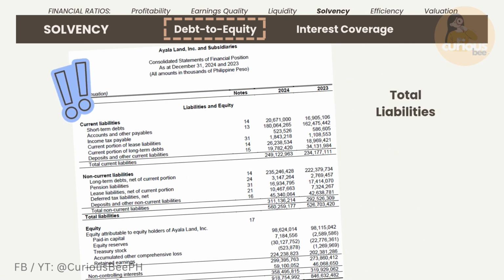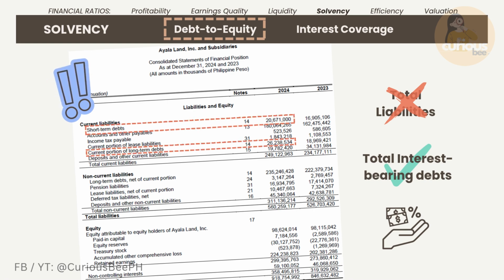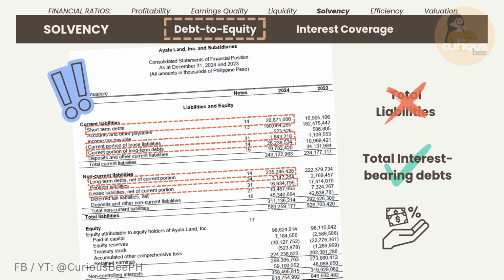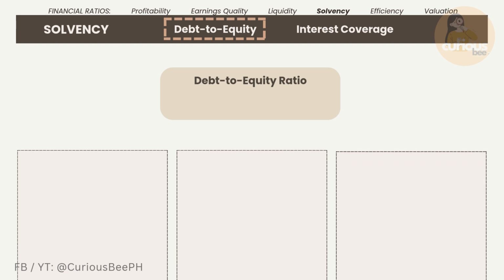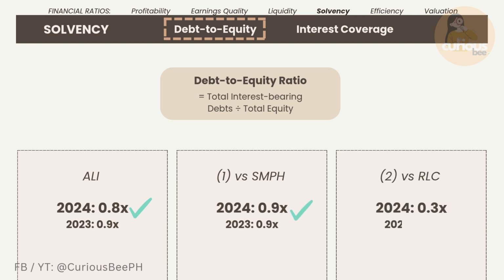Instead of using total liabilities, it only takes interest-bearing debts into account. Interest-bearing debts are obligations that carry interest payments. They are short-term and long-term loans and borrowings, and depending on the analyst, also includes lease liabilities. Let's see how the ratios will change if we only use interest-bearing debts. Our sample company's DE ratio is now at 0.8 times, and the ratio looks better because it is now below 1. Its first competitor also shows better ratio at 0.9 times, while its second competitor is even lower at 0.3 times.